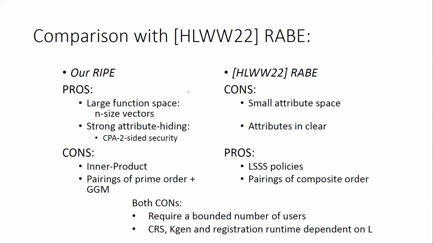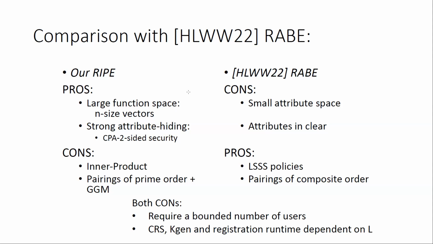First of all, let's compare our protocol. We did a comparison with all the registration-based protocols, but mainly with the registered ABE of Hohenberger et al. With respect to them, we have a large function space, in particular n-size vectors. Instead, they require a small attribute space.